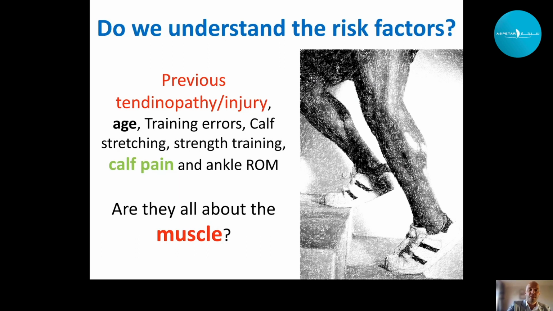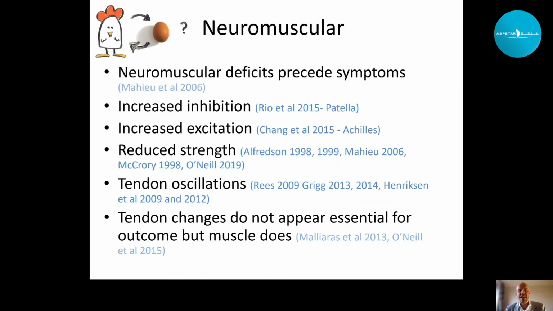And interestingly, we know that previous calf pain and calf injuries are linked to developing tendinopathy. So we wonder if they're all about the muscle. We've focused for years on the tendon when actually we should have been focusing on the muscle. Most of the regimes now will not talk about tendon structural change, they'll talk about improving neuromuscular function. It all seems to come from the same thought process, that the muscle can actually help what's happening to the tendon.